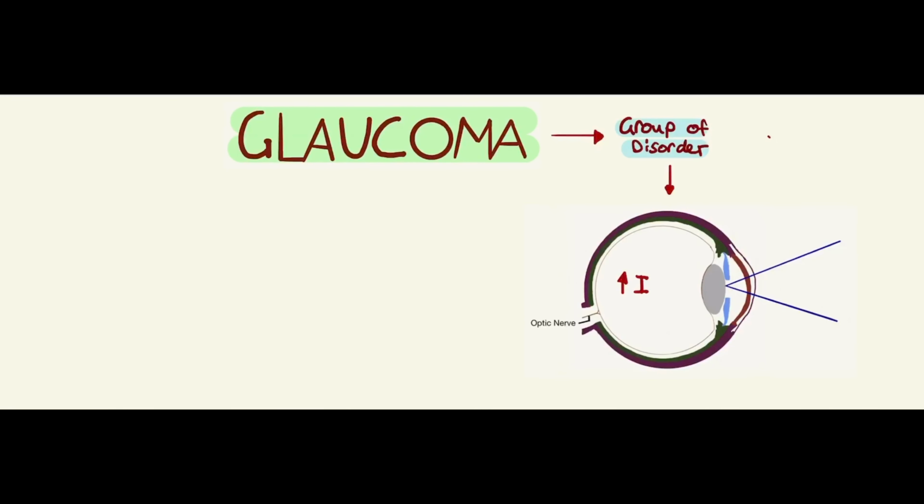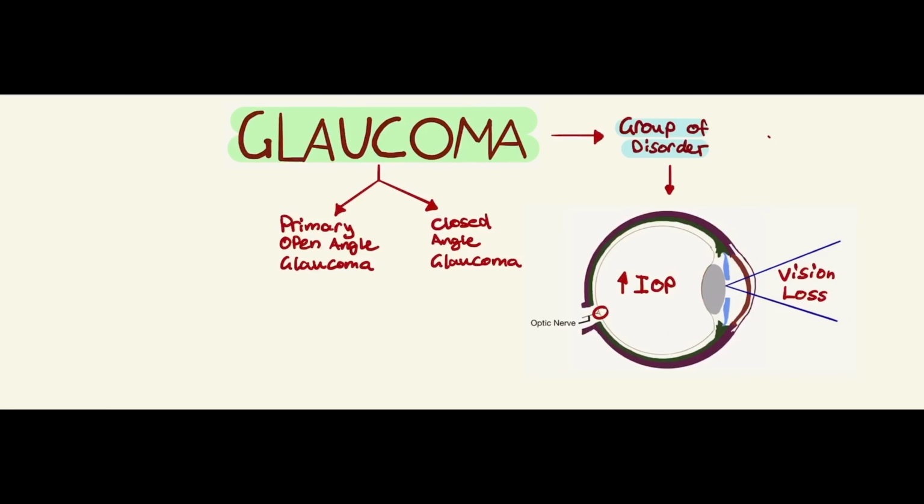Glaucoma is a common eye condition which can be called a group of disorders that cause an increased intraocular pressure, causing optic nerve damage and the loss of vision. The two most common forms of glaucoma include primary open angle glaucoma, which has a slower onset, and closed angle glaucoma, which occurs very rapidly.